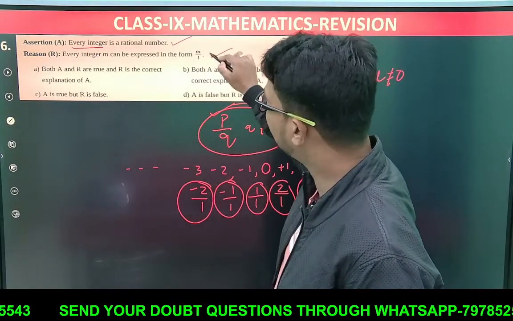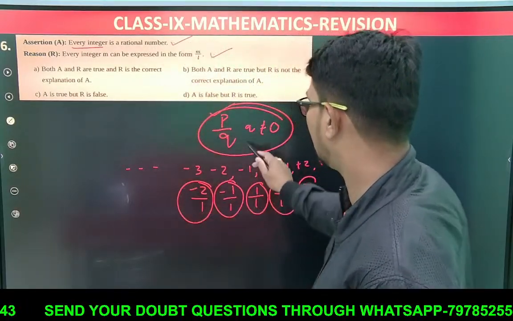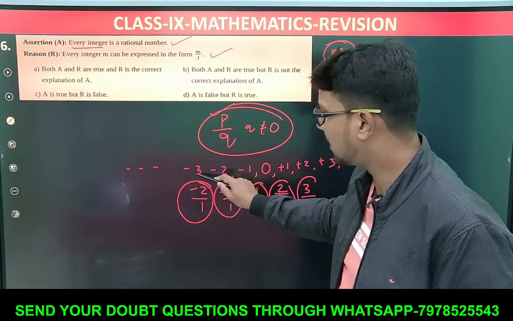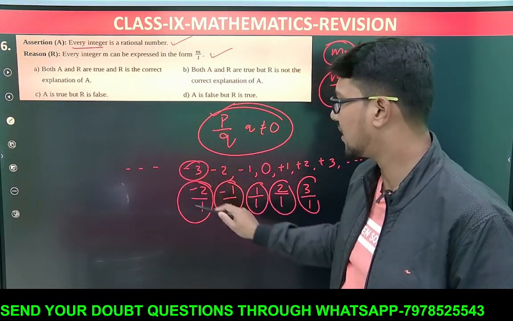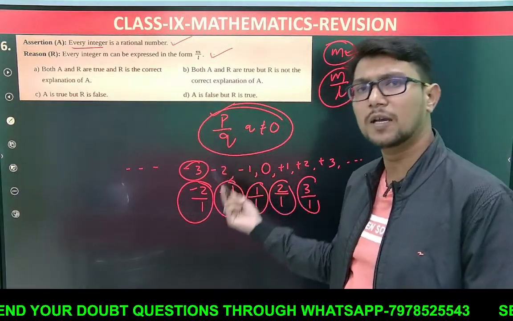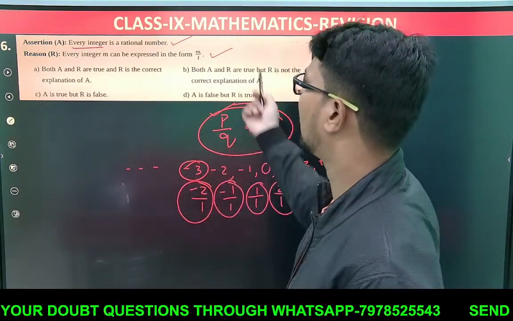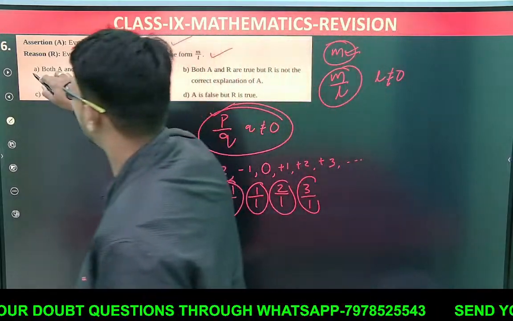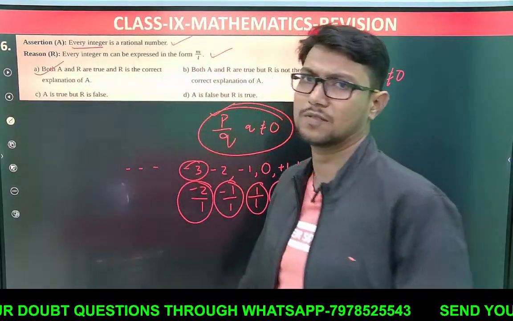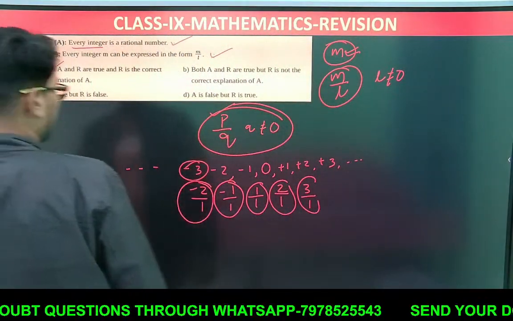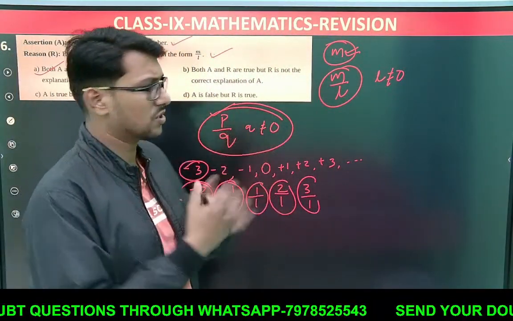And this one is also explaining, because here I have explained that minus 3 is an integer which can be written as p by q, or m by l, or minus 3 by 1 form. That's why this is correctly explaining the assertion. Hence option A is correct. Option A is correct. Okay. Chalo. Let us move to the next question.